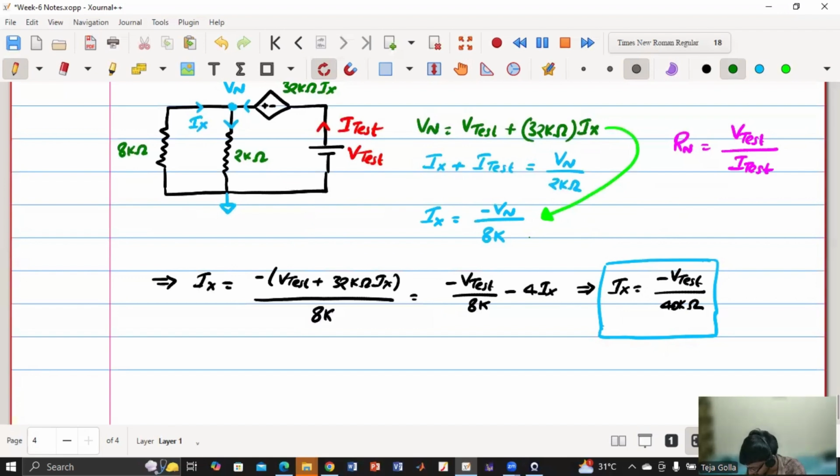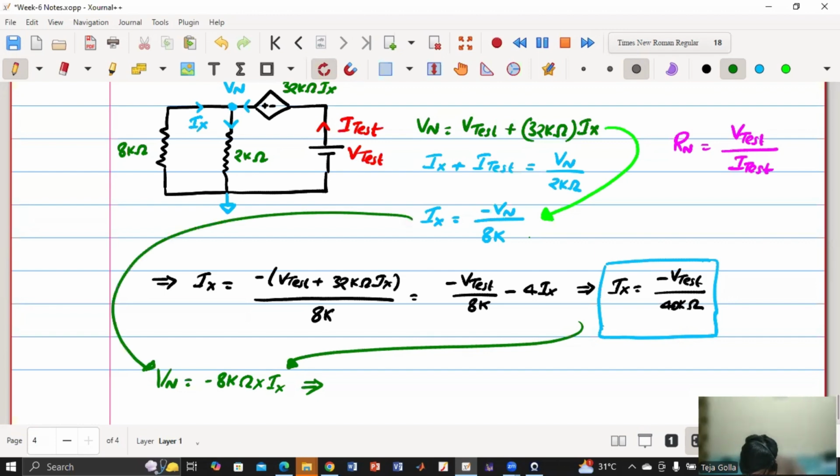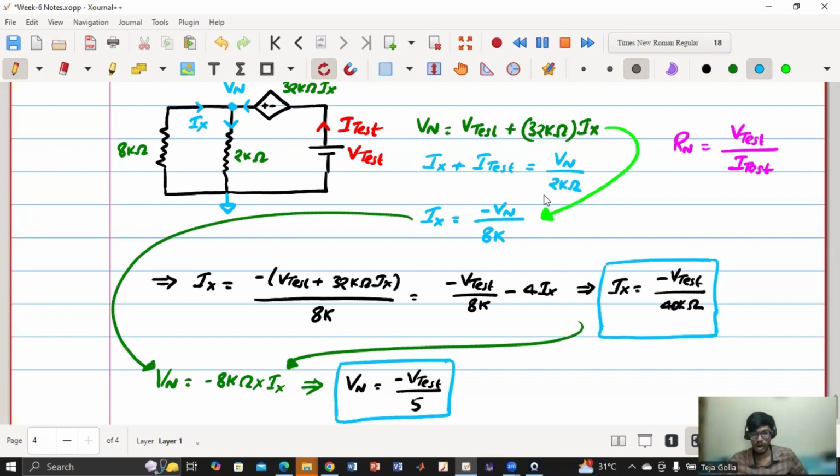So what is my Vn? Vn equal to minus 8k ohm into Ix. So if you substitute this in this expression, and I have used this equation, so I will be getting Vn equal to minus V test by 5. Agree, everyone? How we are getting Vn and Ix?